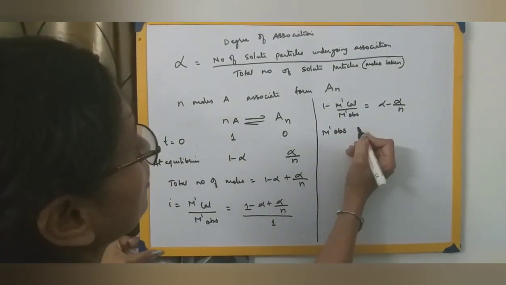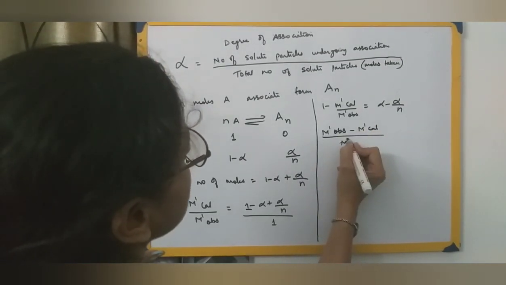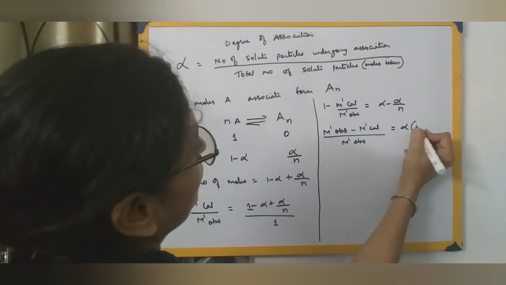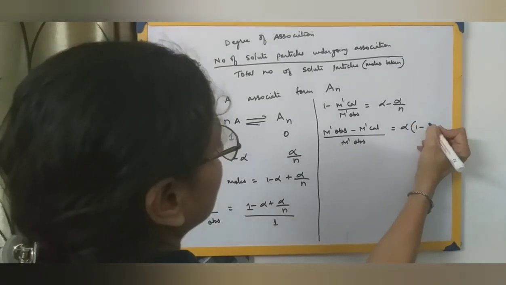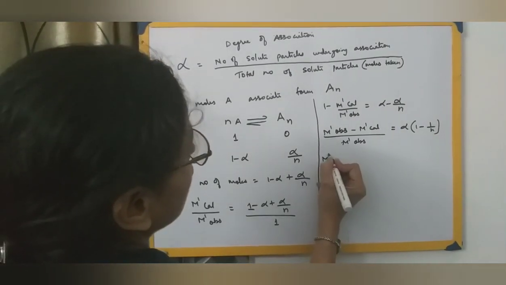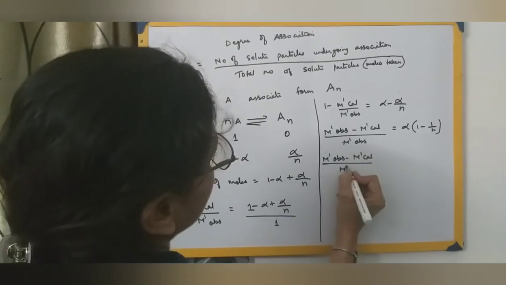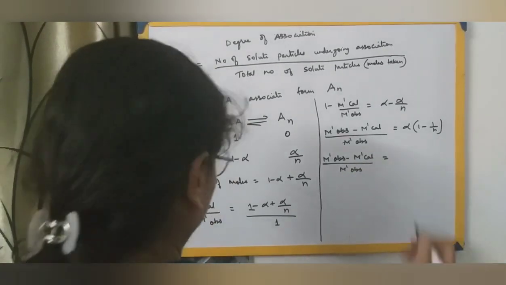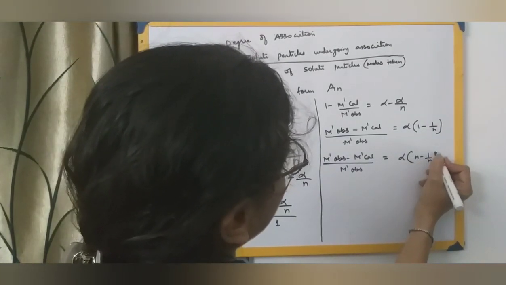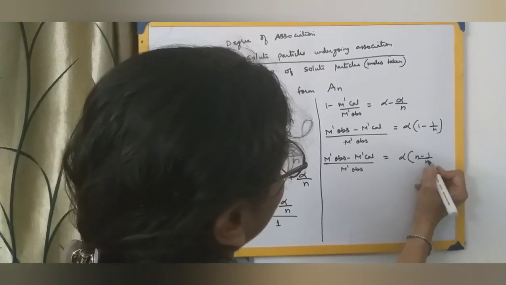So M' observed minus M' calculated upon M' observed. Let us take alpha outside, that is 1 minus 1 by n outside the bracket. So this M' observed minus M' calculated upon M' observed, we get over here, is alpha into n minus 1 by n.